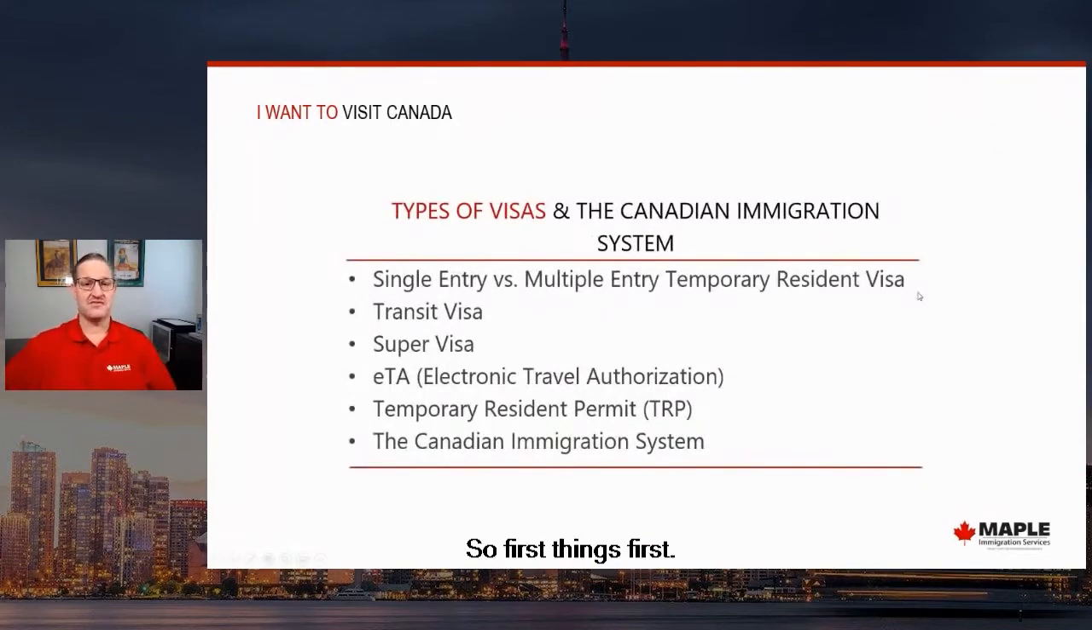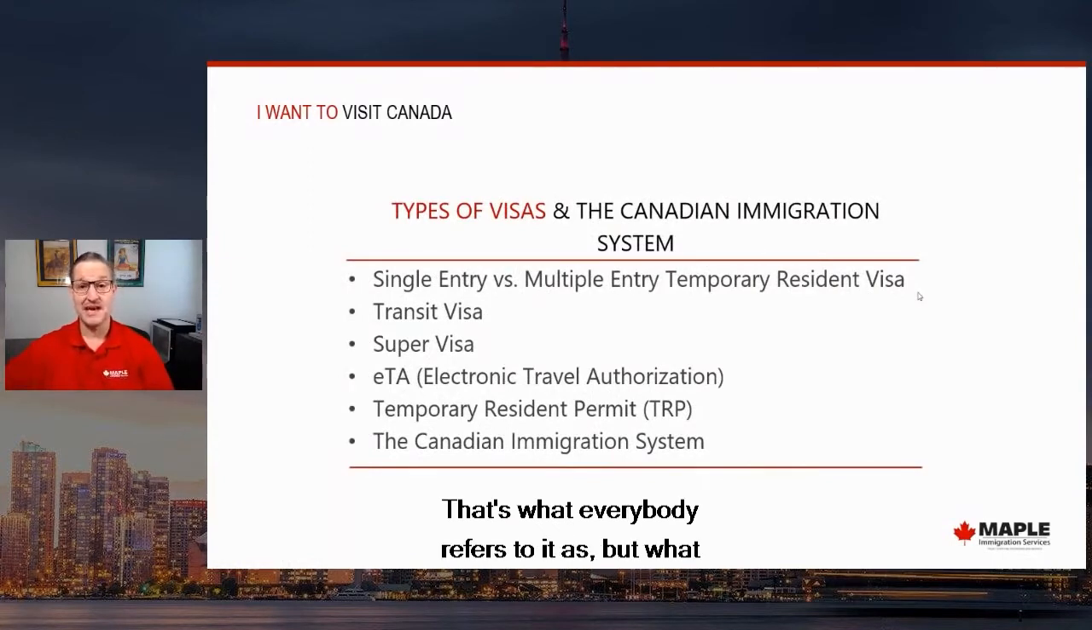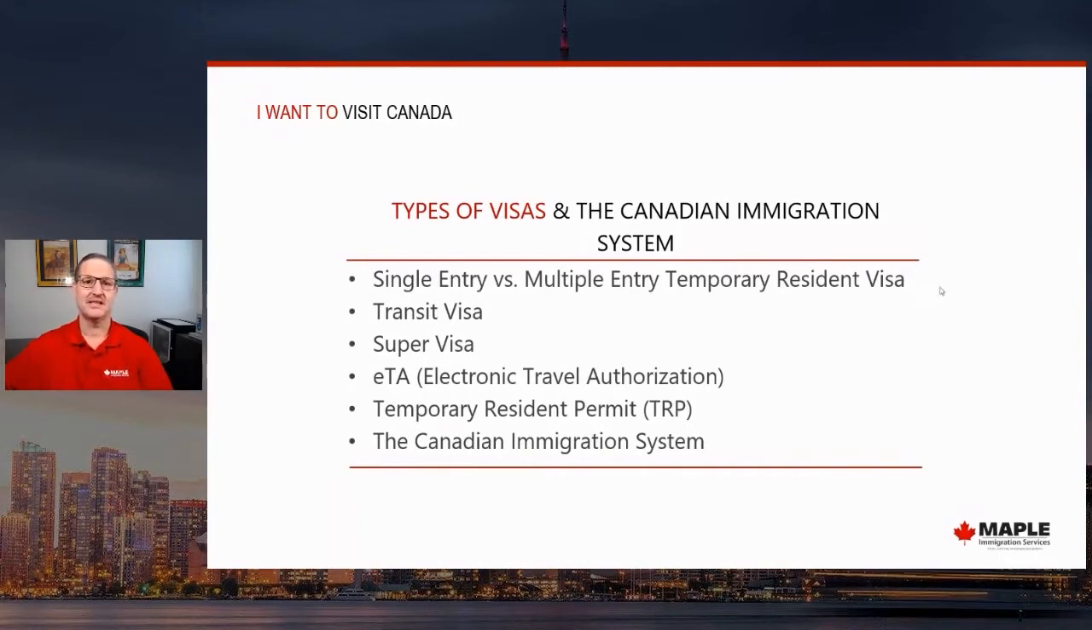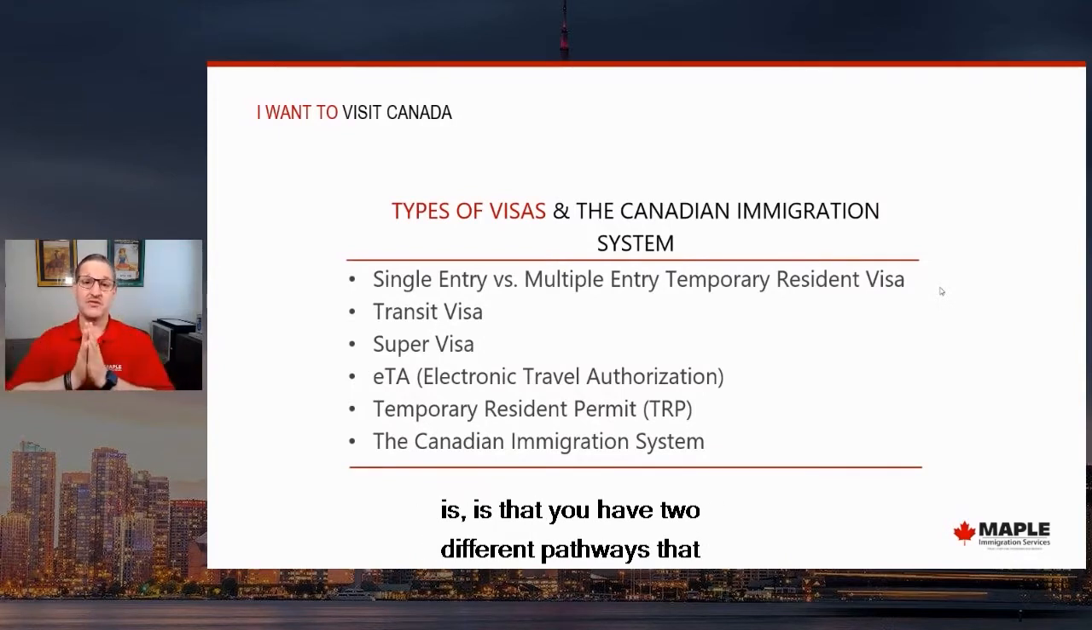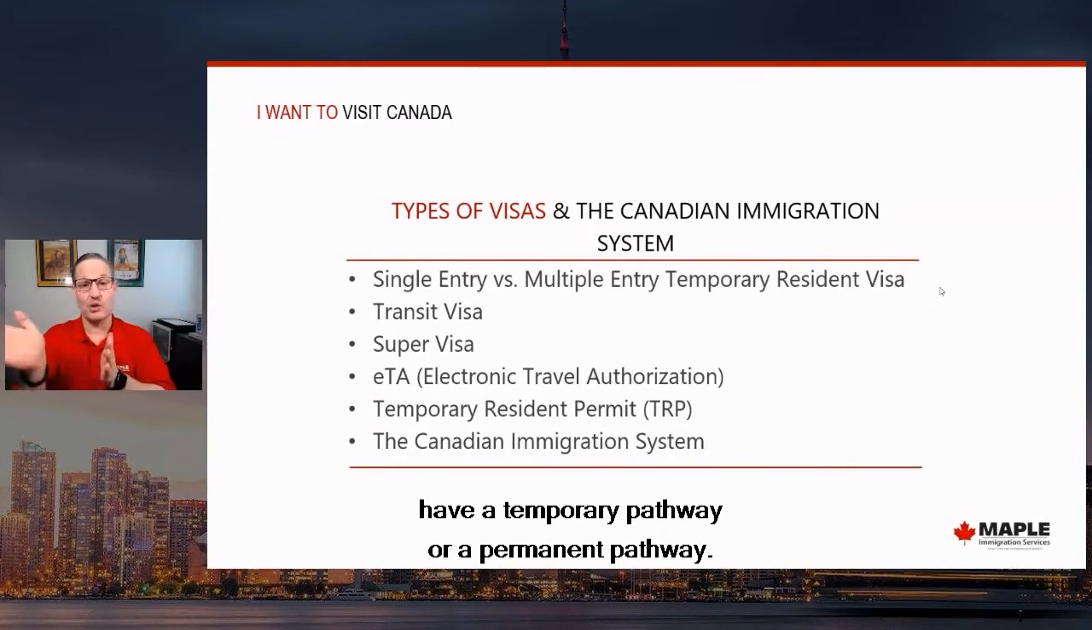So first things first. Technically it's a visitor visa. That's what everybody refers to it as. But what we really refer to it as, as a professional designation, is a TRV, a temporary resident visa. Okay, TRV. The way the Canadian immigration system works is that, on a very general level, you have two different pathways: a temporary pathway or a permanent pathway.